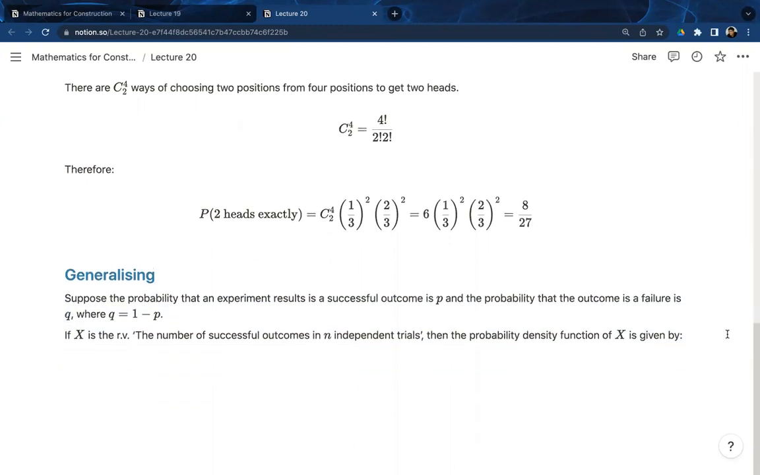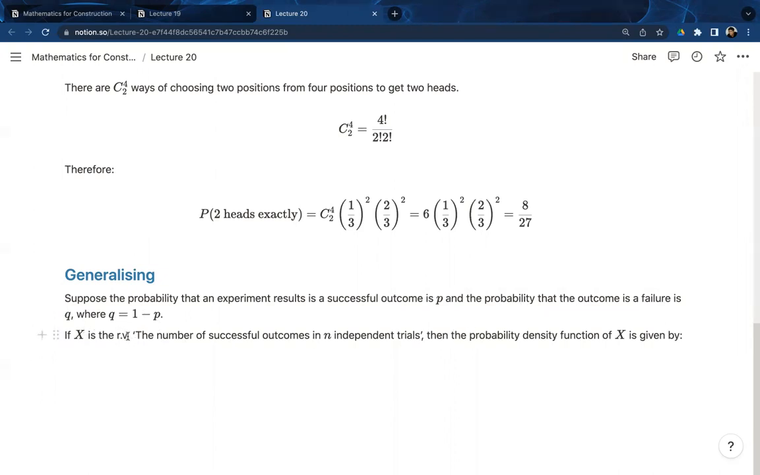So suppose the probability that an experiment results in a successful outcome is P. This is one experiment, okay? You have one experiment, and the chance of success happening is P. The probability that it's a failure is 1 minus P. That's just the opposite, right? Because the probabilities have to add up to 1.